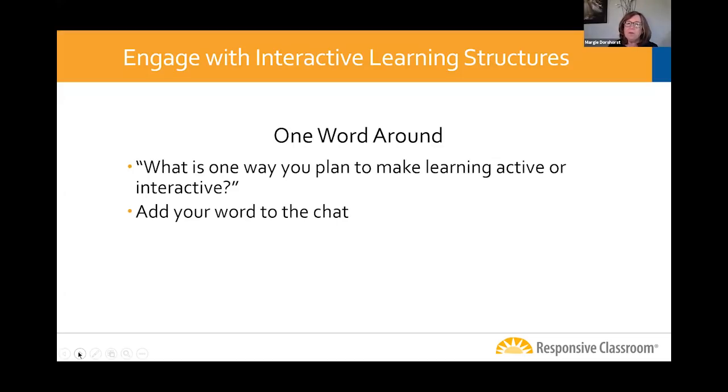For a virtual one word around, you're going to use that chat feature again. So go into the chat, into everyone. You're going to answer the question that's there. What's one way that you plan to make learning more active or interactive? And hopefully you can see everybody else's chat too. I see a lot of people saying movement and breakouts, energizers, working in partnerships, trying to use online games for students, and getting kids involved in questioning. So ways to get them involved.